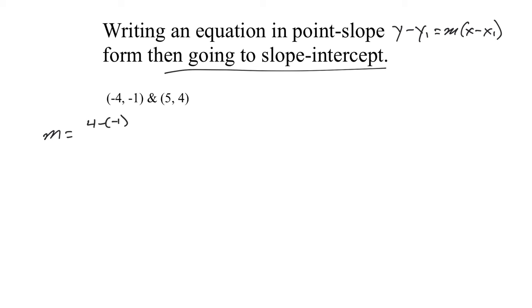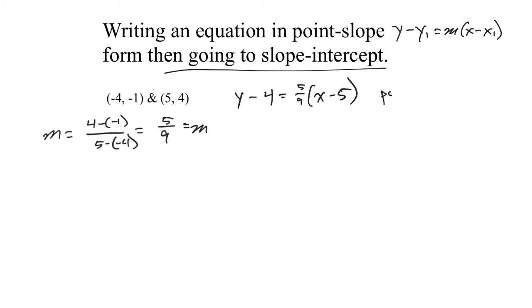4 minus negative 1 over 5 minus negative 4. That equals 5 over 9 again. How lovely. And so let's do y minus 4 equals 5 over 9 times x minus 5. Well, this is our point slope form. I need to get it into slope intercept, which is y equals slope times x, and then plus b, which is the y-intercept. How do I do that?